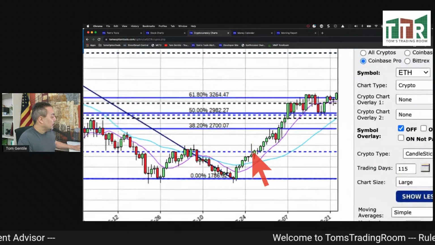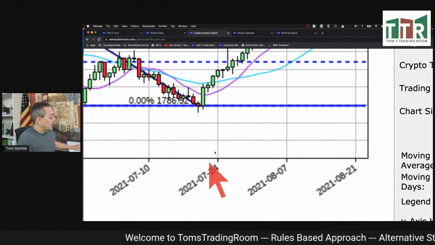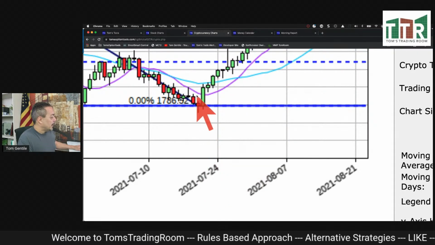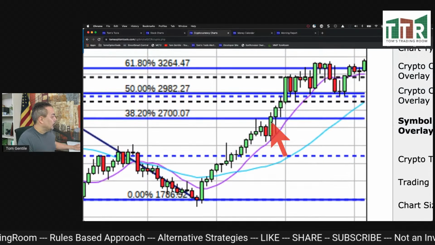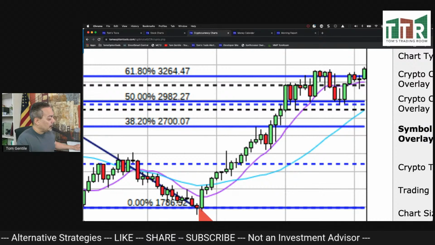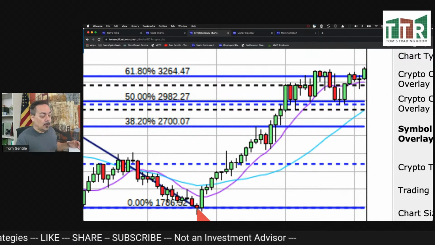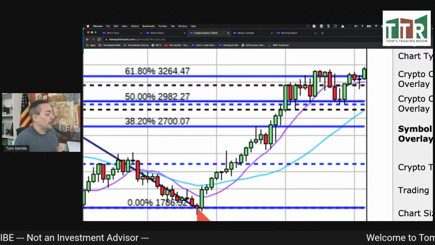Now, take a look at what's been going on since then, all right? I'm going to blow this up for you. And let's look at dates here. So remember, this is July, okay? So end of July, beginning of August, end of August, as we go through the resistance marks. 1786.52. That was the low. That's B day, bottom day for Ethereum.